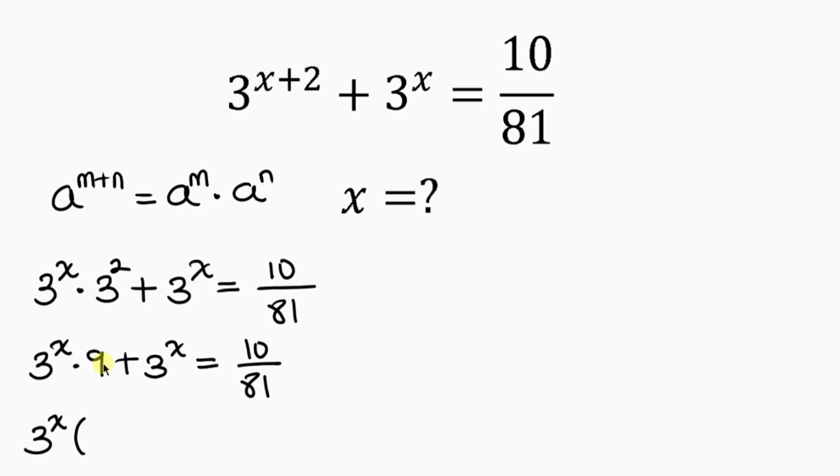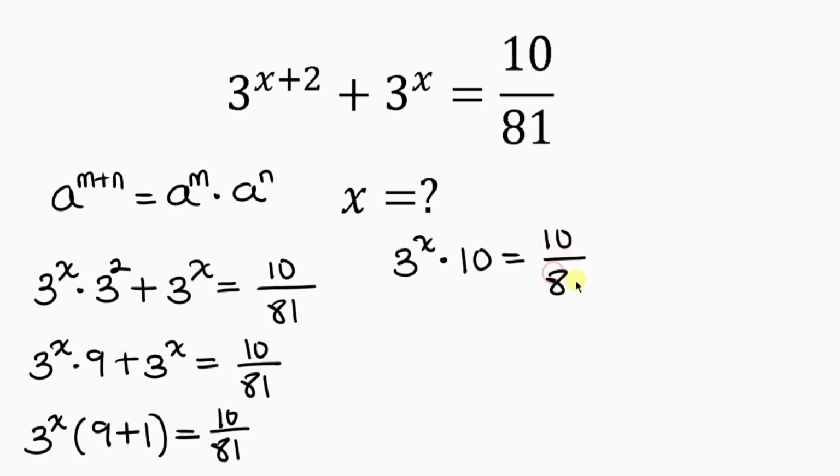3 to the x times 9 divided by 3 to the x, we have 9 plus 3 to the x divided by 3 to the x is 1. And this is equal to 10 all over 81. Now simplifying further, we have 3 to the x times 9 plus 1 is 10. So I'm going to be putting 10 here, equal to 10 all over 81.